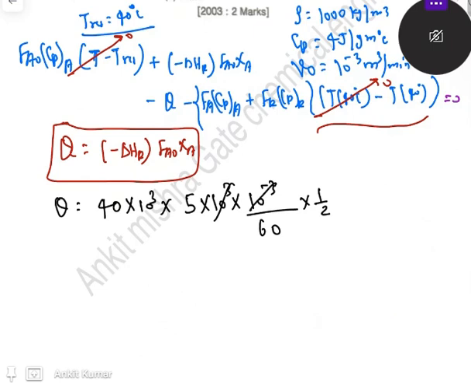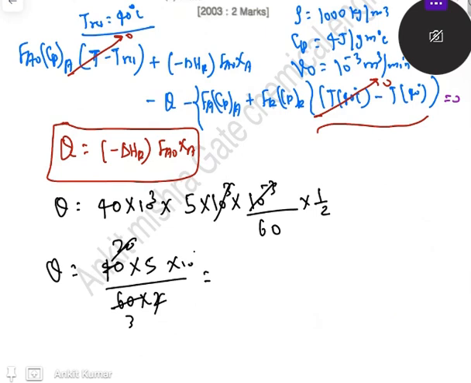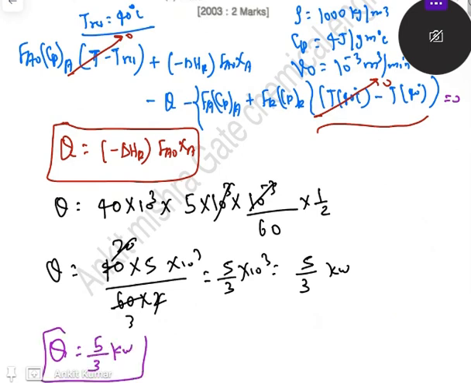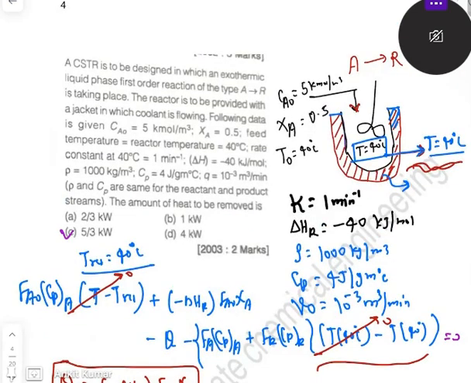So you can cancel out these things, and Q can be written as 40 multiplied with 5 divided by 60 multiplied with 2. So that is 2 into 20, 20 into 3, so into 10 to the power 3. So 5 by 3 into 10 to the power 3. So 5 by 3 kilowatt. So this one is the answer. Q is equal to 5 by 3 kilowatt. Okay. So here you can see the answer is option C.